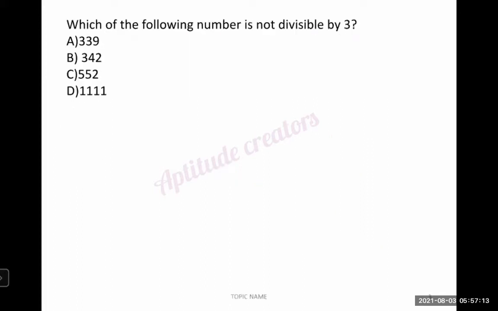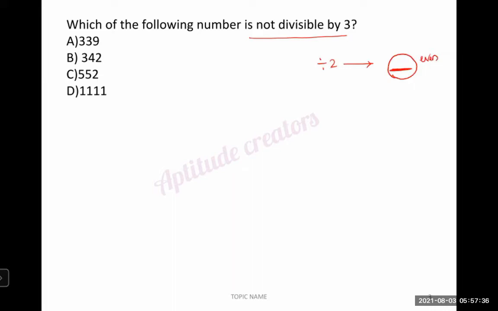Moving forward to the next. Which of the following numbers is not divisible by 3? Here you have to know the divisibility rules. What is the divisibility rule for 2? The divisibility rule for 2 is nothing but checking only the last digit. If that number is even, then it is completely divisible by 2.